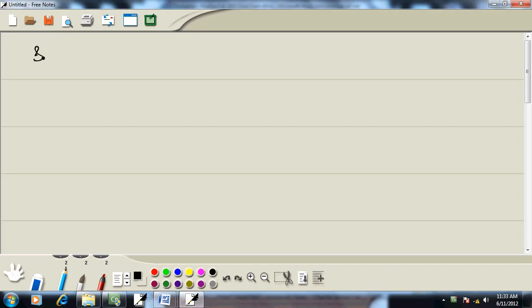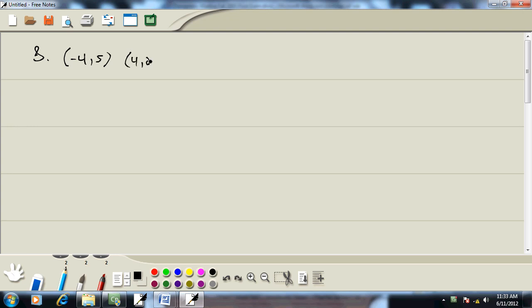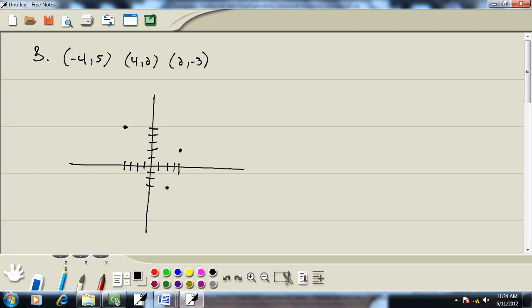So we got number 8. Then we got negative 4, 5, 4, 2, and 2, negative 3. Negative 4, 5. We go to negative 4 on our x-axis, 5 on our y, and where they would intersect, we put our point. 4, 2. Look like that. And 2, negative 3 will be right here.